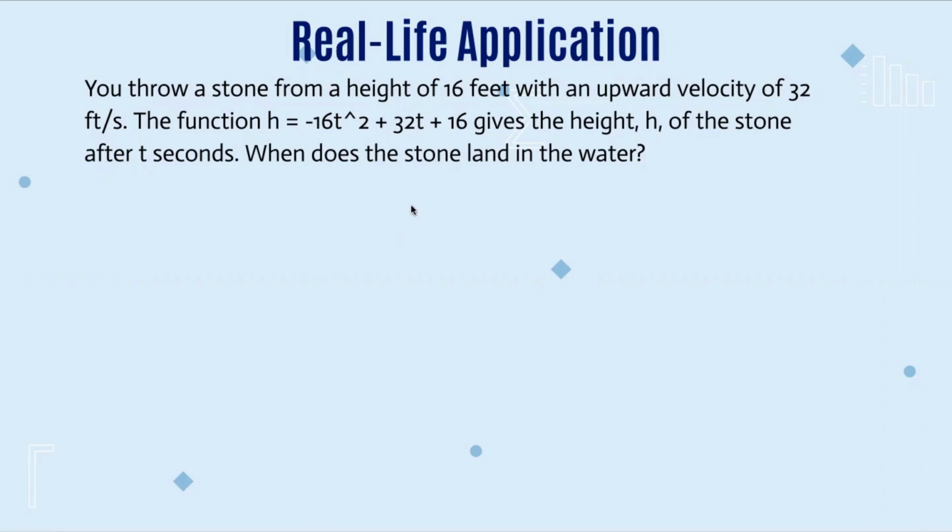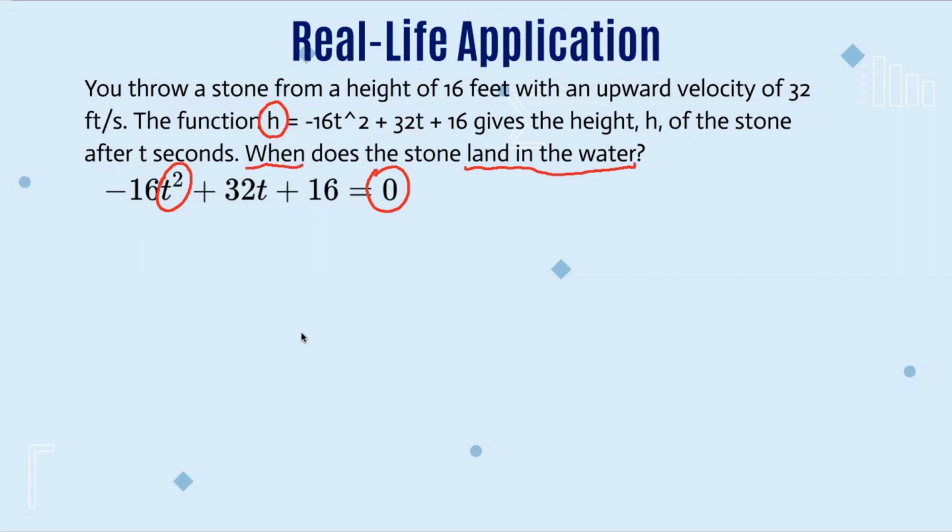So first, let's go ahead and write down the equation that we are given. We're trying to find when the stone lands in the water, so we're trying to solve for our variable t. Also, I'm going to set my equation to 0 because when the stone lands in the water, h or the height is going to be 0 feet. So you can just set it to 0. And now we have negative 16t squared plus 32t plus 16 equals 0.